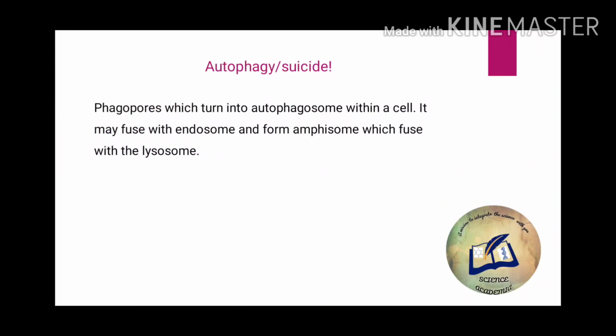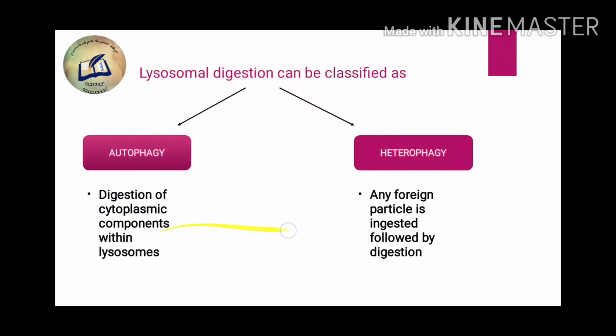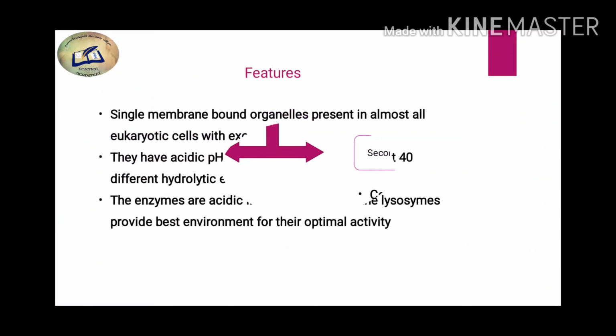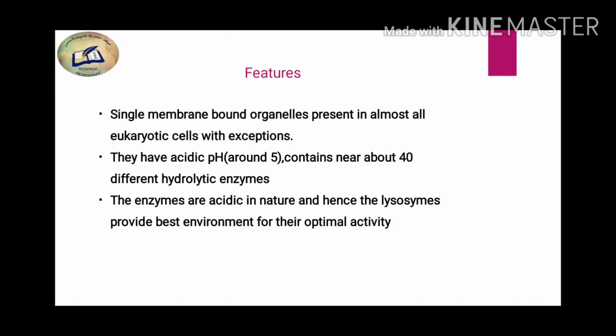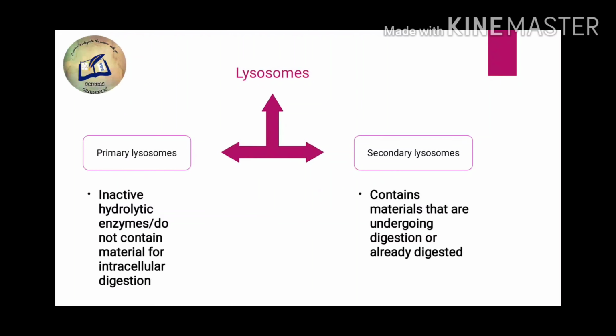Now let's come back to our lecture. So we discussed the features. Now we will discuss its types. Lysosomes are basically of two types, which are primary lysosomes and secondary lysosomes. They can be differentiated in a very simple way with only one basic difference.